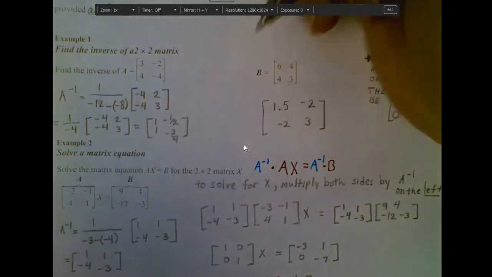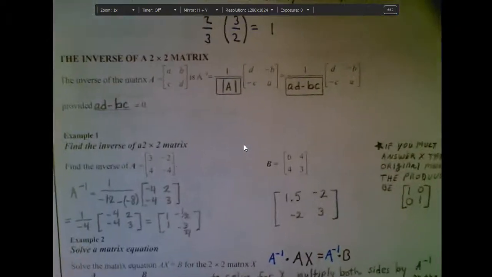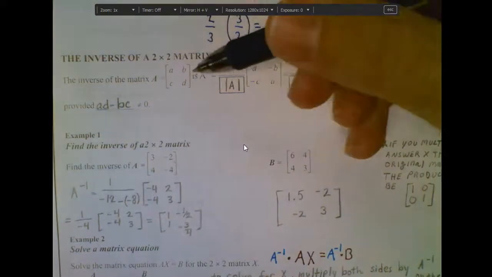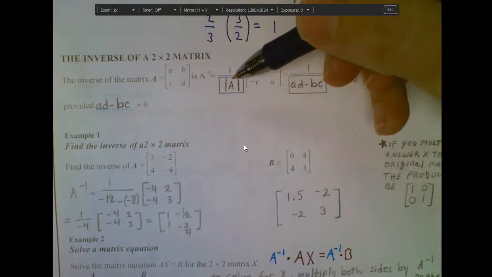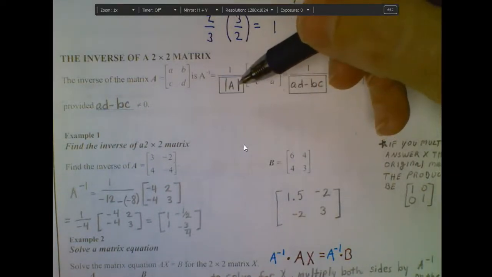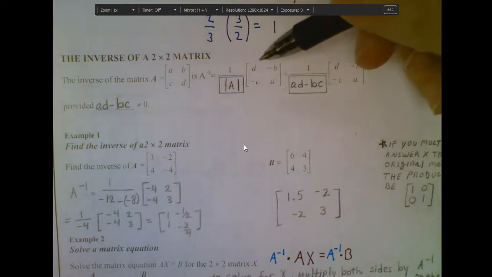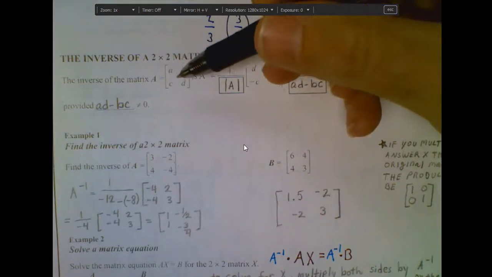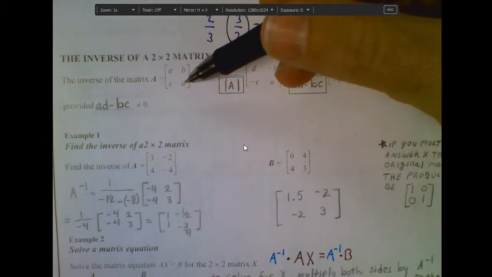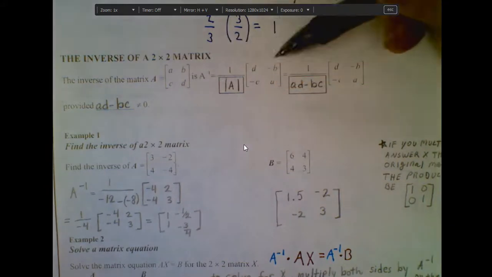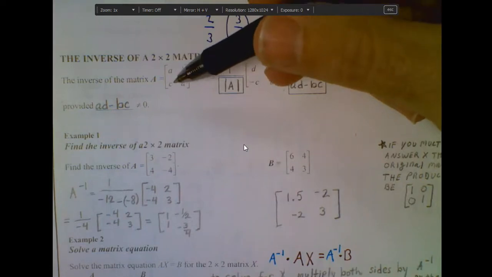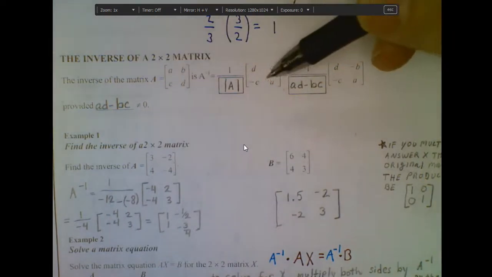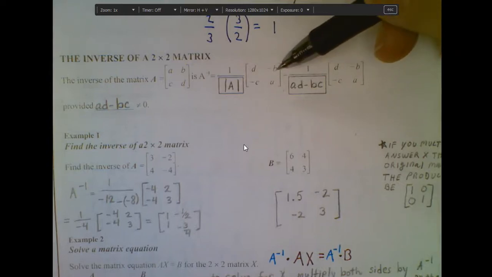The general process, let me back up a little higher, there we go, looks like this. If here is matrix A, I'm going to take the determinant of matrix A, put that on bottom, and I'm going to multiply this times what I call the altered matrix. The altered matrix is where I take the downward diagonal and they trade places. So A and D will trade places. You can see that right here. C and B change signs. If they're positive, they go to negative. If they're negative, they go to positive. And so you're seeing the opposite of C and the opposite of B right there.